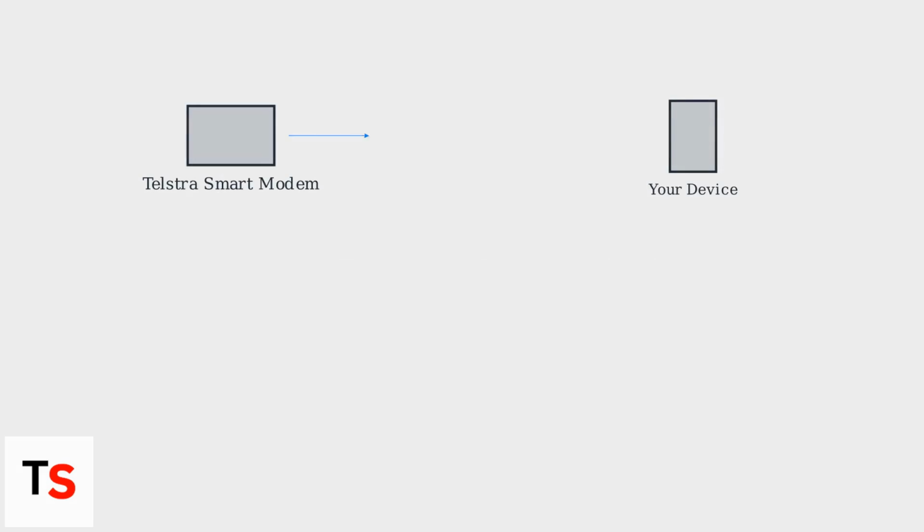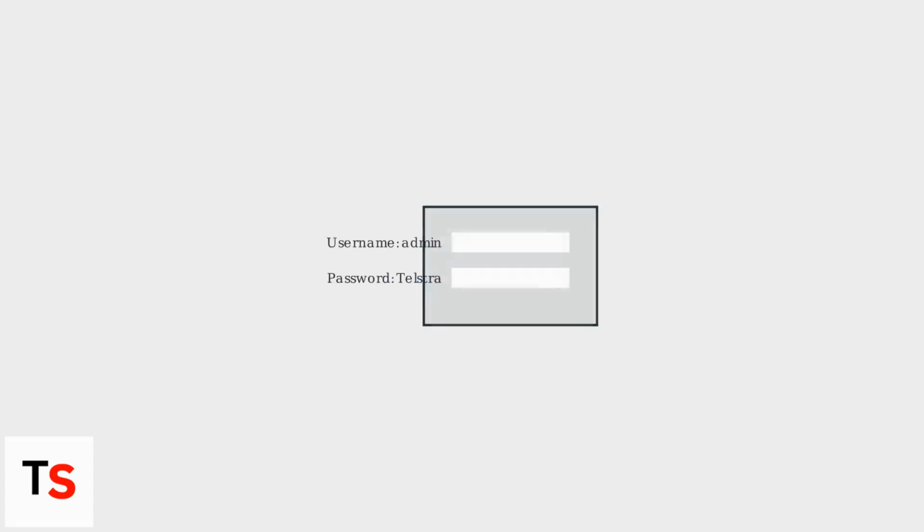First, connect a device to your Telstra smart modem using Wi-Fi or an Ethernet cable. Open a web browser on your connected device and enter your modem's IP address, 192.168.0.1. Log in using the admin username, often admin, and the password found on the modem sticker or Telstra for newer models. Navigate to the Wi-Fi or advanced settings section in the modem interface.